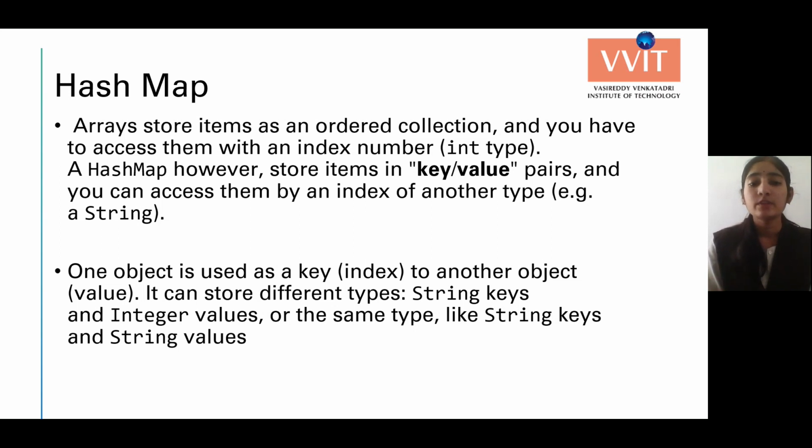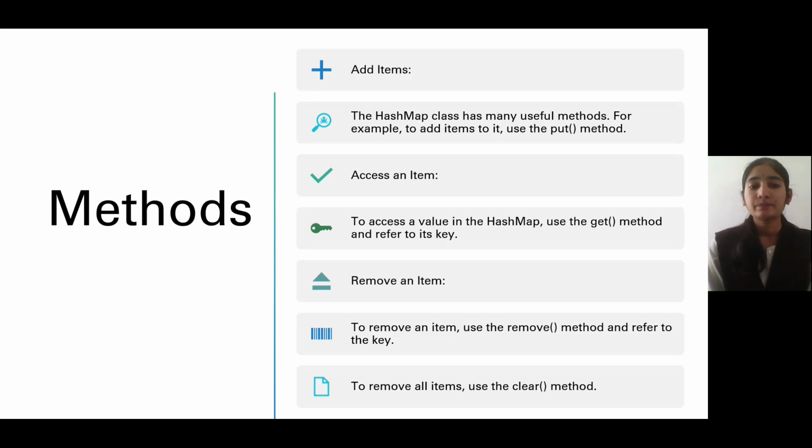One object is used as key to another object value. It can store different types, string keys, integer values, or the same type like string keys, string values, whatever it may be. Now let us see methods. The HashMap class has many useful methods. For example, to add items to it, use the put method. For every other class in collection classes, we'll use add. Here we'll use put method. Put k comma v means it will give key value as well as value, and it will append this to the given hash map.